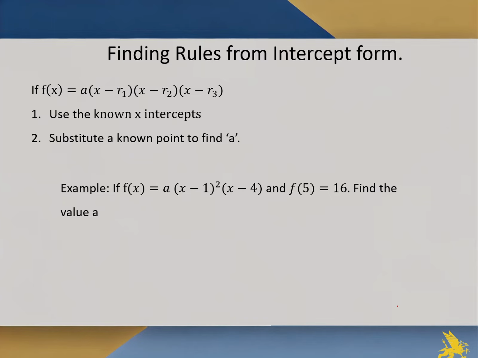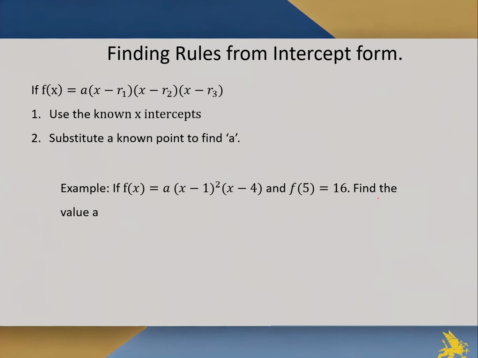Let's look at the next question. This is the same, but this time we've got it in terms of the intercepts form. With the intercept form, we use the non-x intercepts and then substitute the point to find a. So if f of x is equal to a(x minus 9) squared times (x minus 4), and f of 5 is equal to 16, find the value of a.